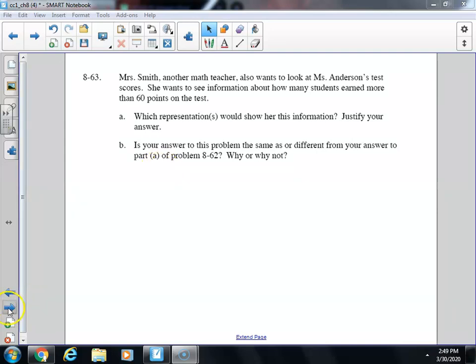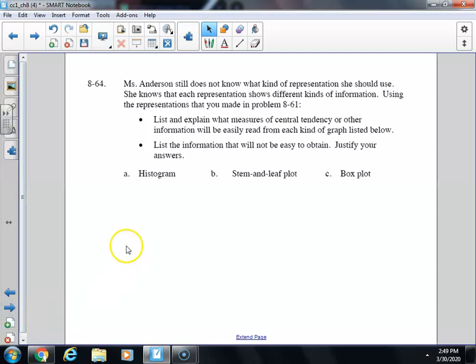Our last question for today, 64. Miss Anderson still does not know what kind of representation she should use. She knows that each representation shows different kinds of information. Using the representation that you made in problem 61, list and explain what measures of central tendency or other information will be easily read from each kind of graph below.